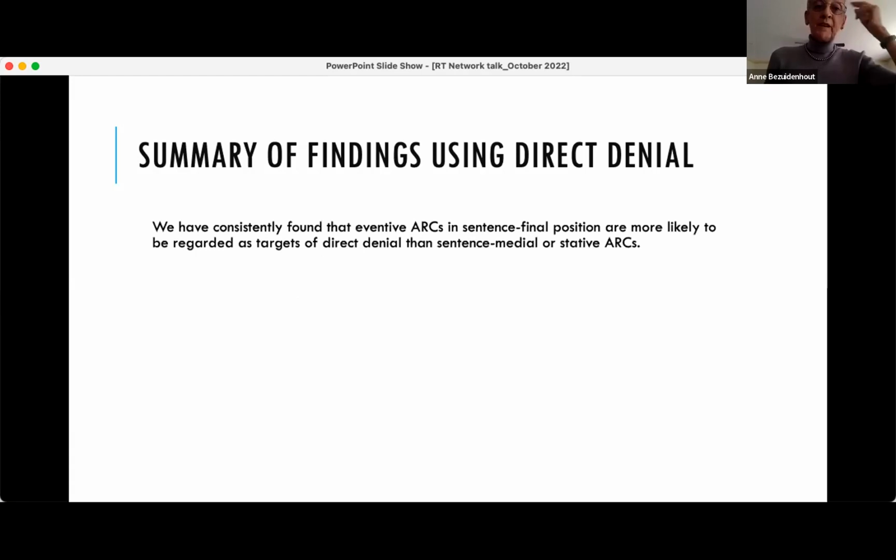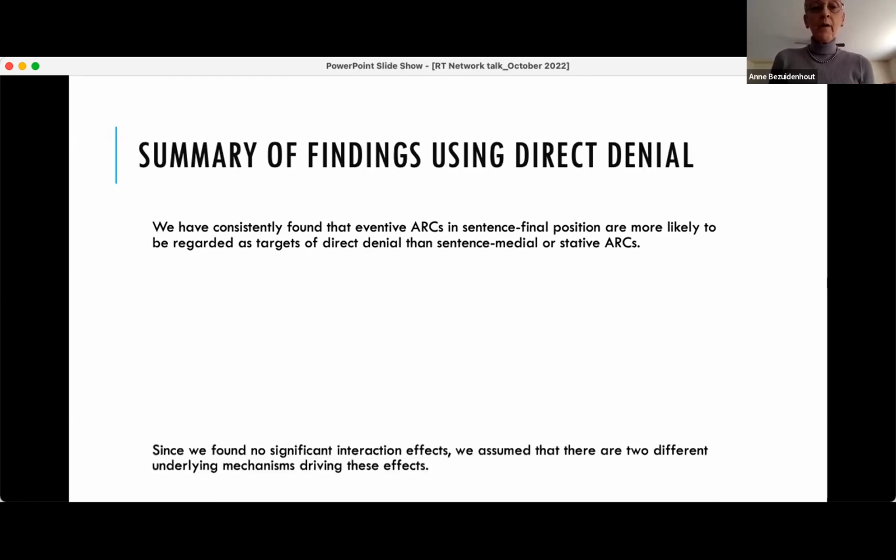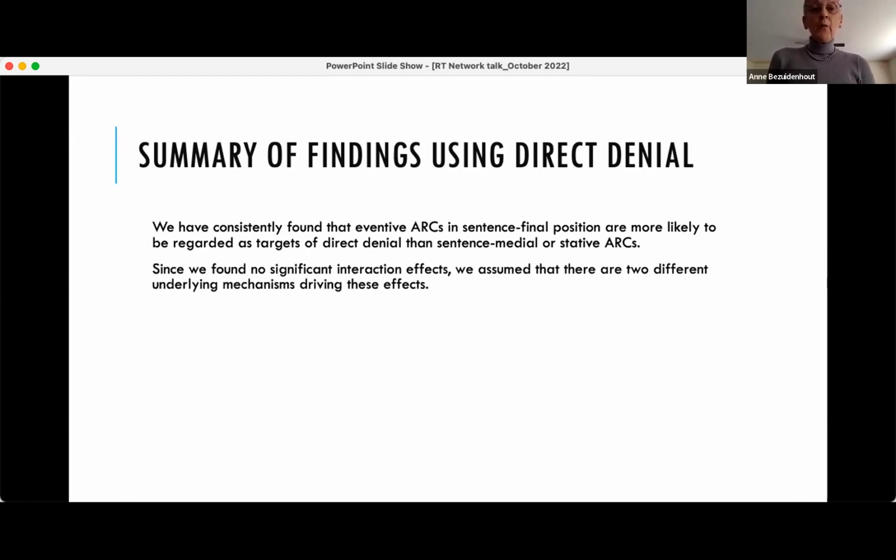And so what have we found? We've consistently found that eventive arcs in sentence final position are more likely to be regarded as targets of denial than sentence medial or stative arcs. We didn't find any significant interaction effects, so we assume that there are two different underlying mechanisms driving these effects: the effect of sentence position and one about eventiveness.